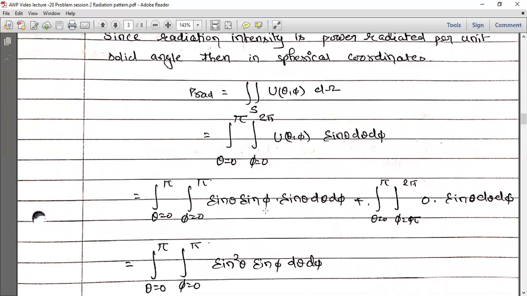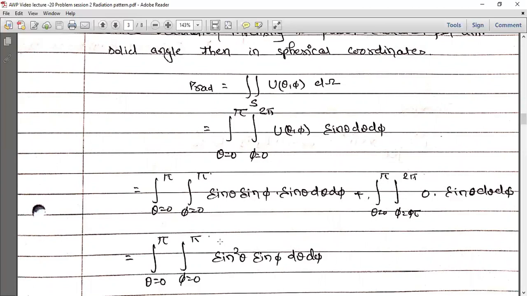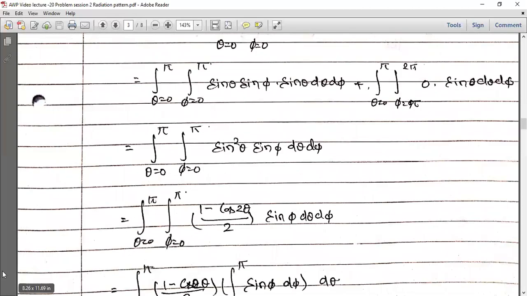So we have sine theta sine phi into sine theta d theta d phi itself, plus the integration from theta 0 to pi and phi pi to 2 pi. In this second integral, U theta phi is 0 in this particular region, and the remaining sine theta d theta d phi stays as it is. So this second integration is 0, and the first integration will give you this particular expression.